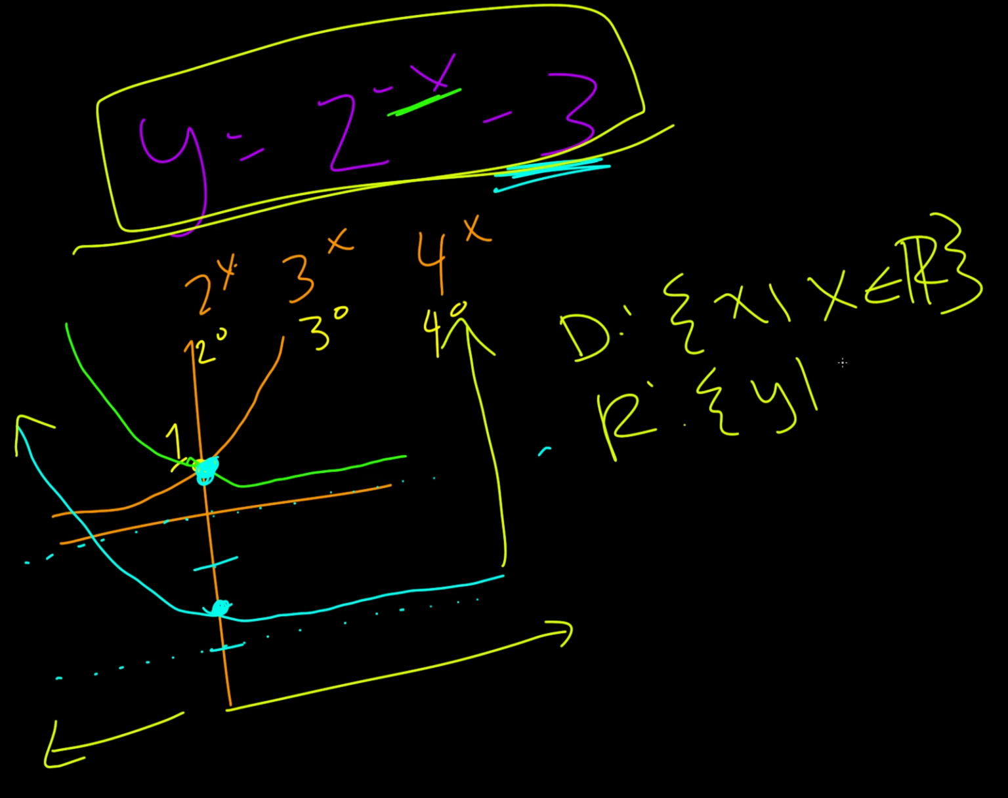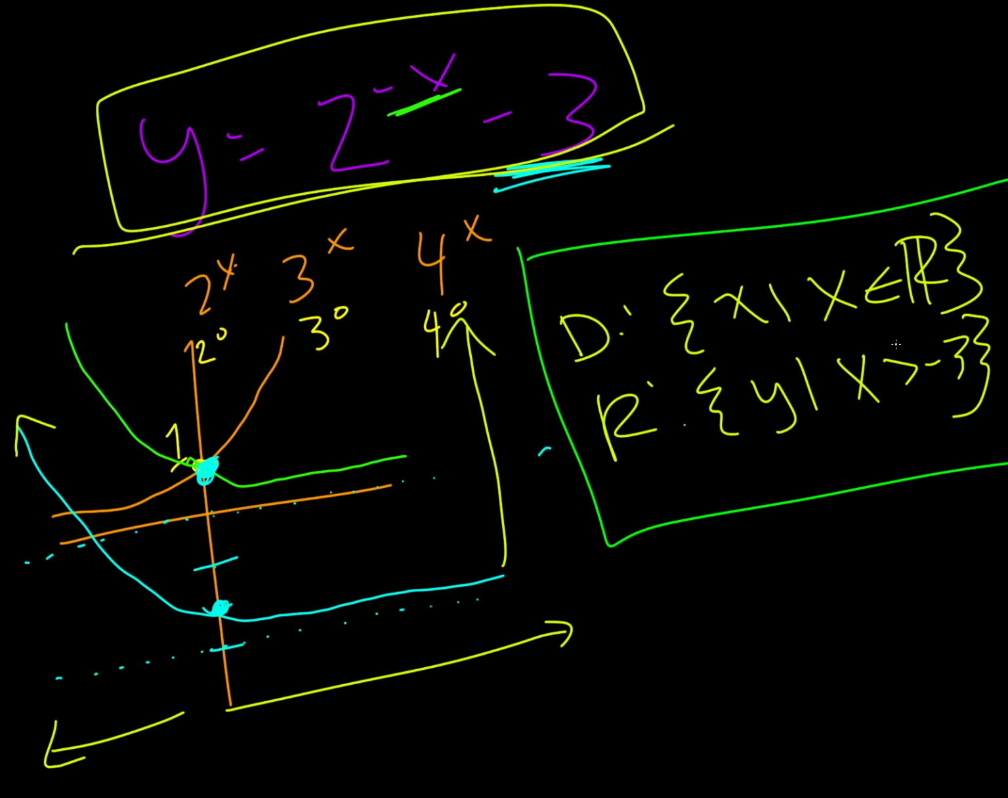And so the easiest way to say that is y is greater than negative 3. And then we just put it in our set brackets. Now it's greater than, not greater than or equal to, because we will never actually get to negative 3. We just get infinitely close to negative 3. And that's our domain and range for that one.